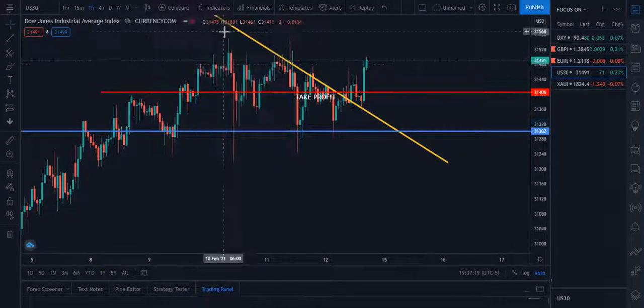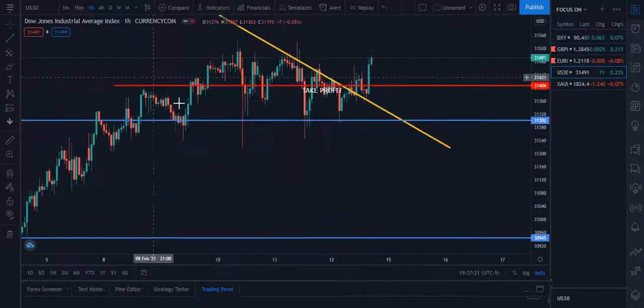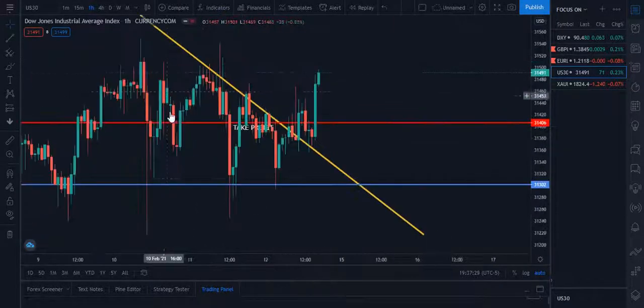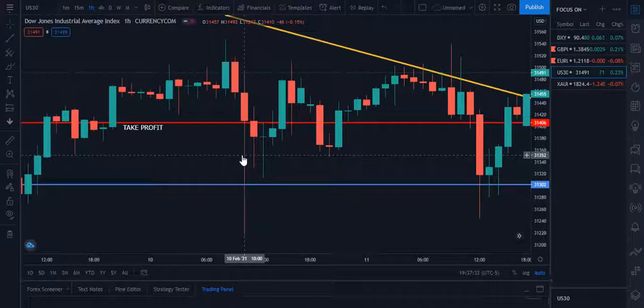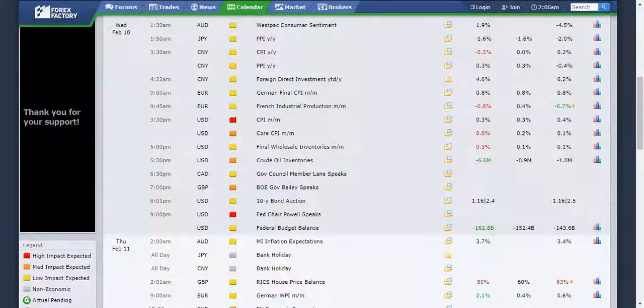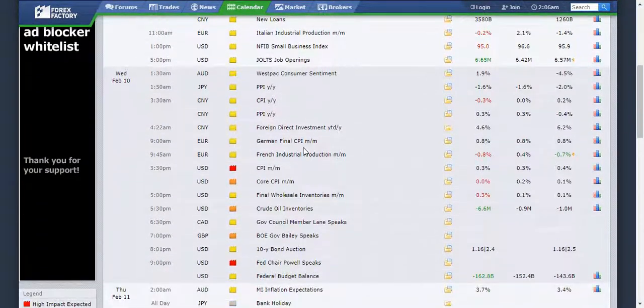I was very happy until it started doing these funny things, which is probably why I got out so early as well. Because look at these wicks, guys. Look at this wick, guys. What was this? What the heck was this on the 10th? So now let's go to Forex Factory and see what was happening on the 10th.